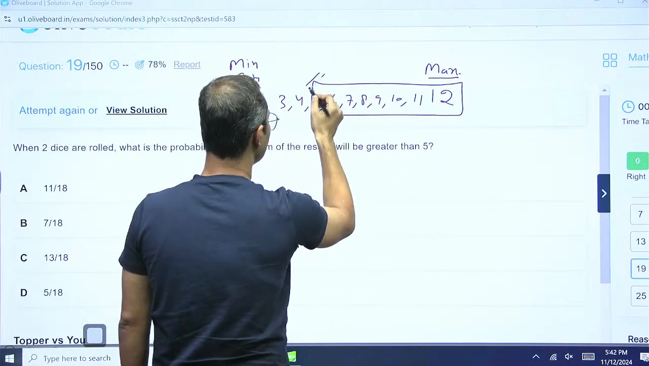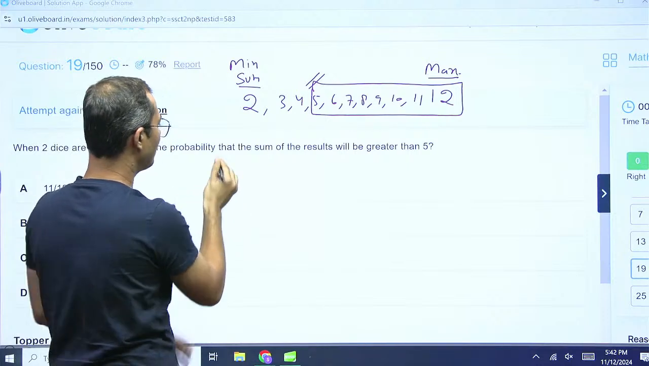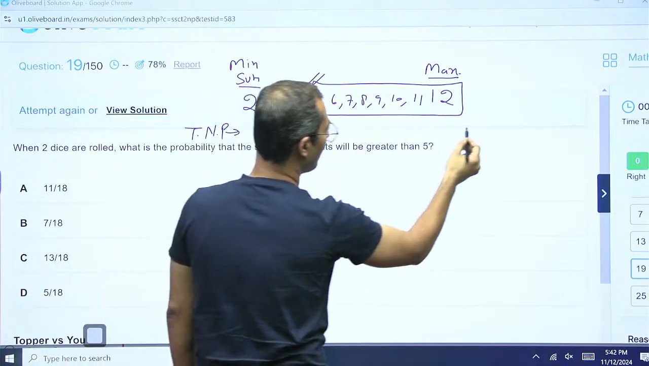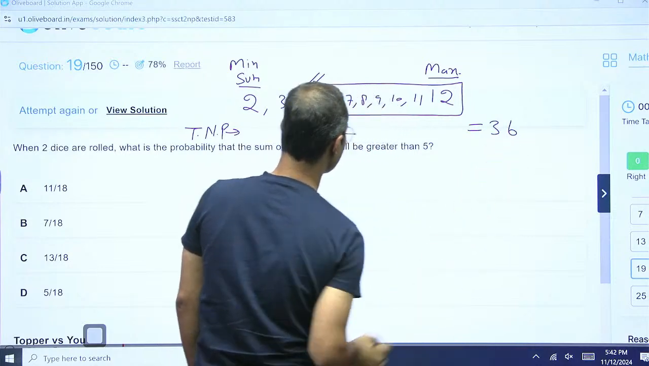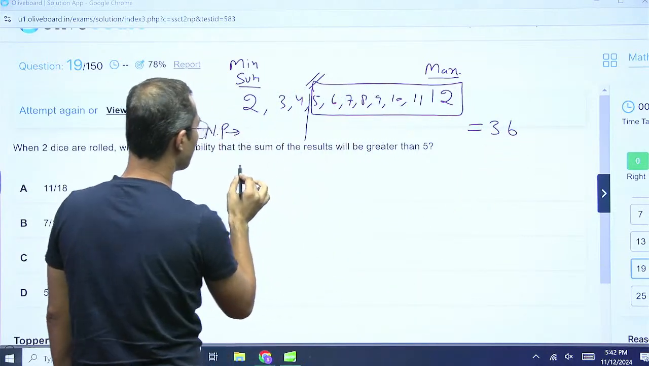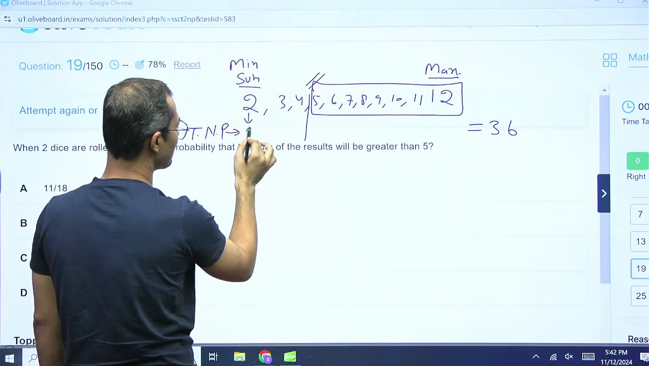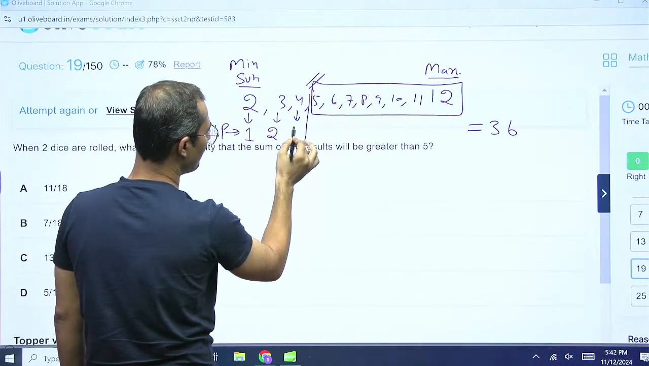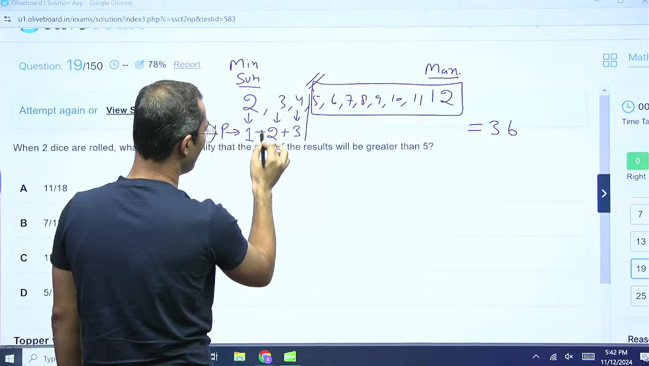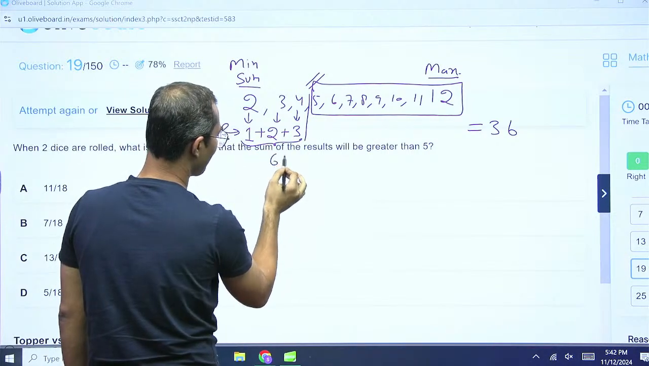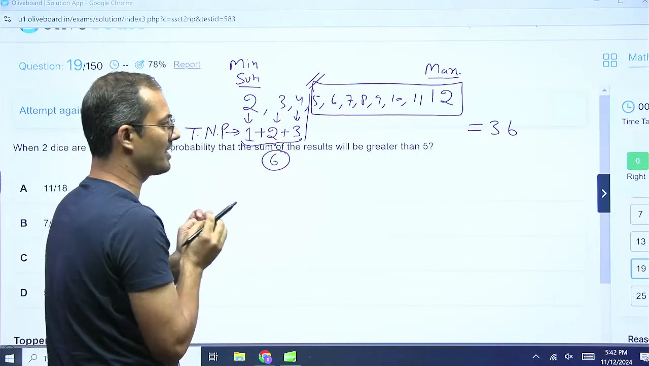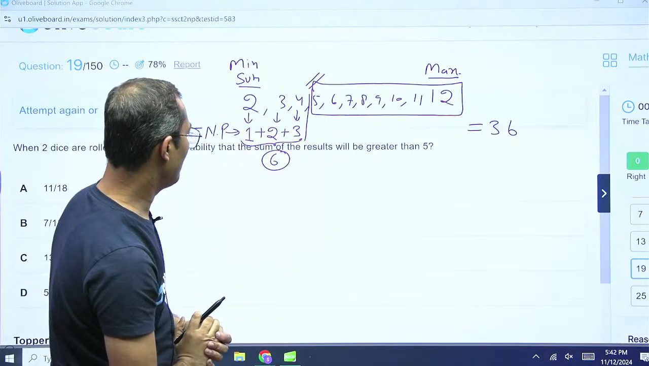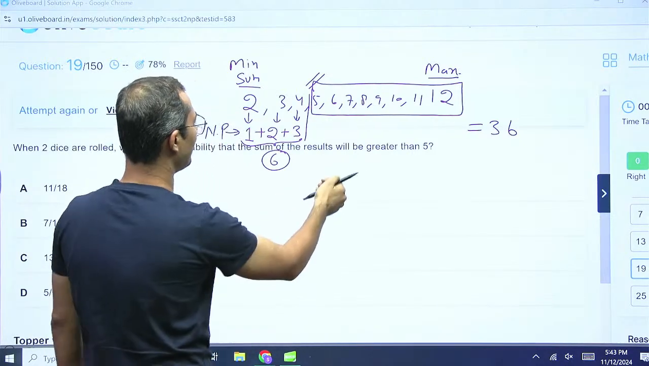Greater than 5 means the target is this, right? Our target is this. Now we know that the total number of pairs for all is equal to how much? 36. So we can calculate the total number of pairs for the sum 2, that is only 1, for 3 that is 2, and for 4 that is how much? 3. So we can say that only 6 pairs are not the favorable case, right? The sum must be greater than 5, right?